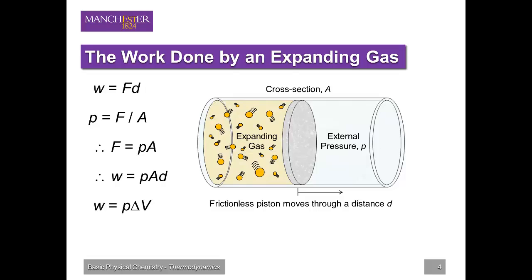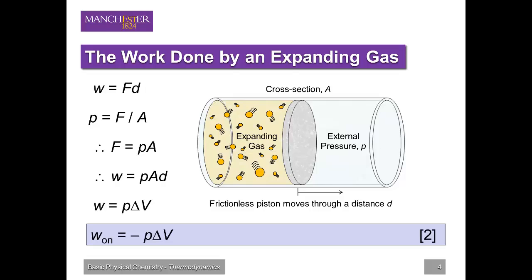Finally, when a gas is released by a chemical reaction, work is being done by the thermodynamic system, and so by convention, the work done on the system is negative, and thus W on equals minus P delta V. This is a very important result, and we shall denote it equation 2.